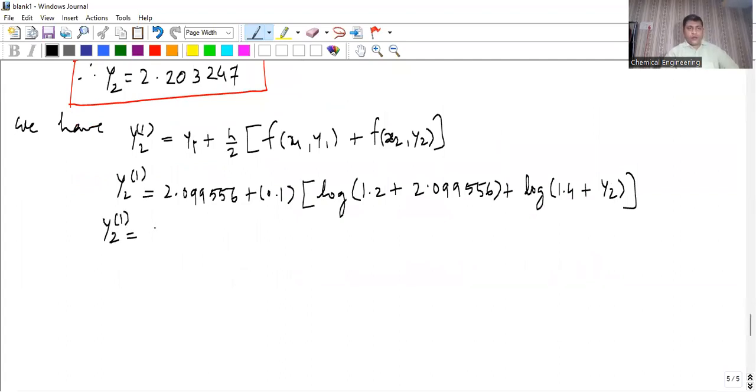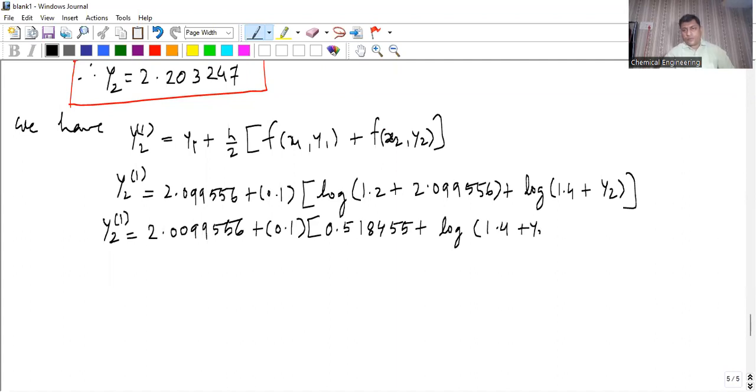Okay, so first correction to y2 is 2.099556 plus 0.1 and this term. Okay. So what you got here? This is log of 0.2 plus 2.099556. Okay. So this is going to be 0.518455 plus log of 1.4 plus y2. So you type this equation in the calculator and then calculate this value.